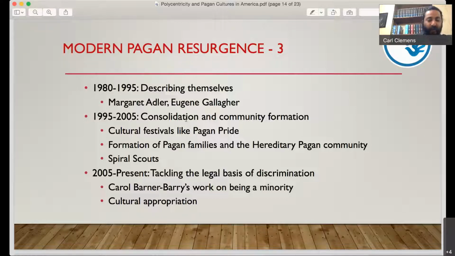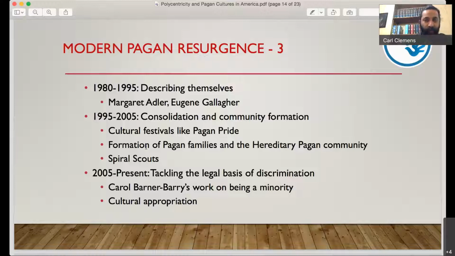1995 to 2005 is consolidation and community formation. This was also the age of the internet. So they formed virtual communities, and they formed local communities. They started to have cultural festivals like Pagan Pride, where they could come together. Formation of pagan families now, and intergenerational. So now you had people who were born pagans and a hereditary pagan community forming.